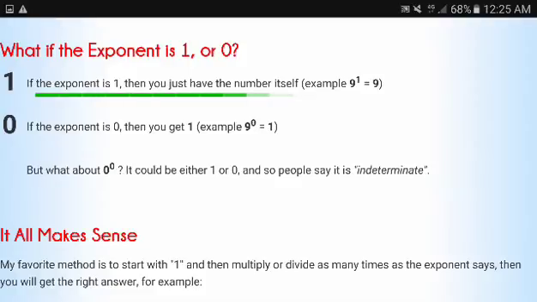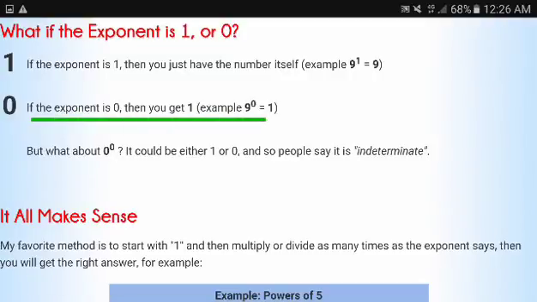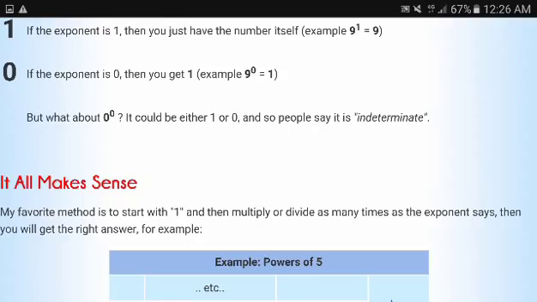If the exponent is 1, then you just have the number itself. For example, 9 with an exponent of 1 is equal to 9. Next, if the exponent is 0, then you get 1. Example, 9 with the exponent of 0 equals 1. But what about 0 to the exponent of 0? It could be either 1 or 0.